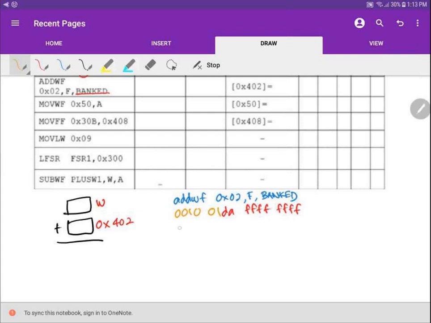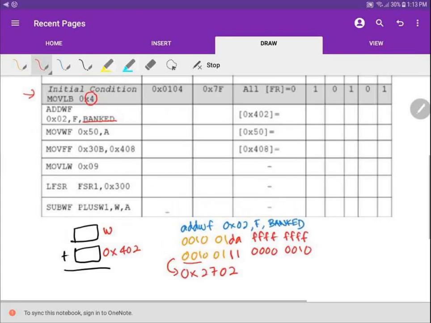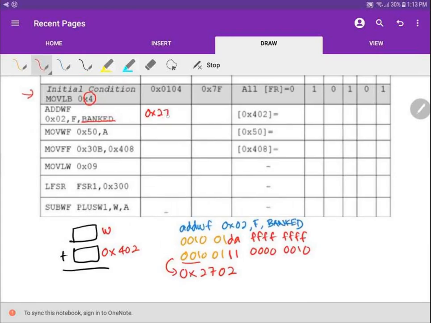So now we need to fill in the blanks, right? 001001D. The F is D, so what's the value of D? 1. A is actually under the bank scheme. So it's banked, so we should write also 1. What is the 8-bit part, the address? 02. So we write 00000010. You don't leave the answer in binary. So what's the first digit? 2702, right? So what is the answer that you should write here? 2702. So you get 1 mark for that.